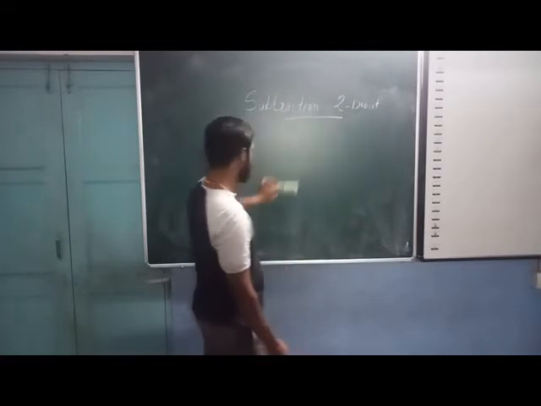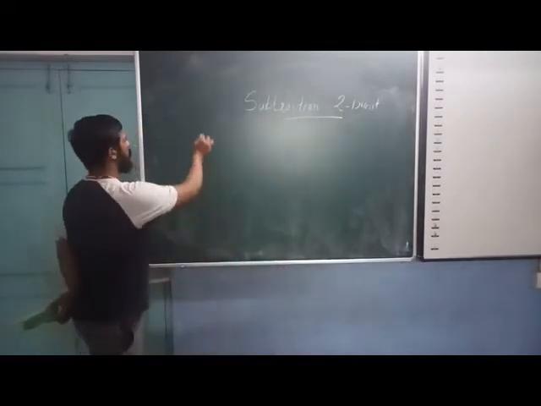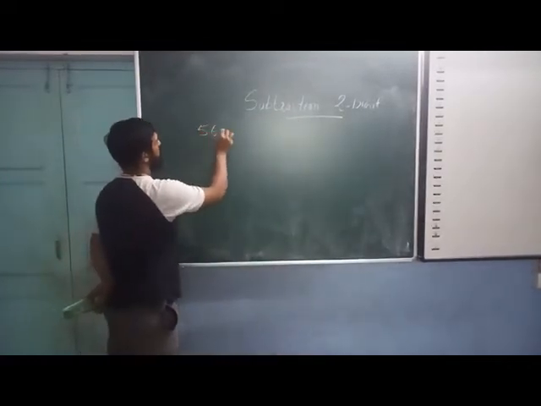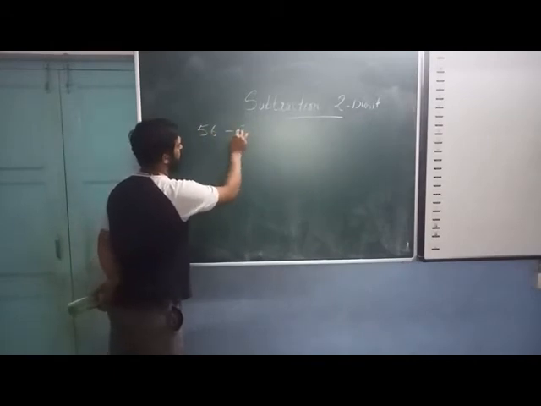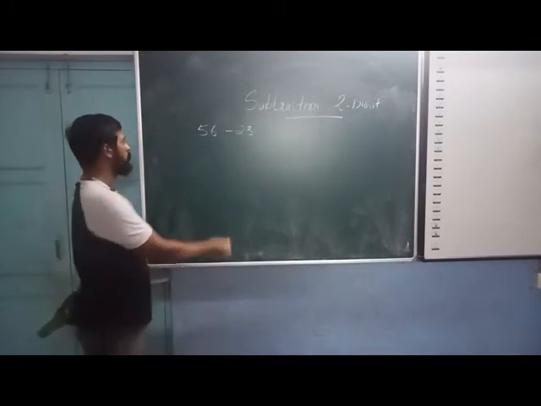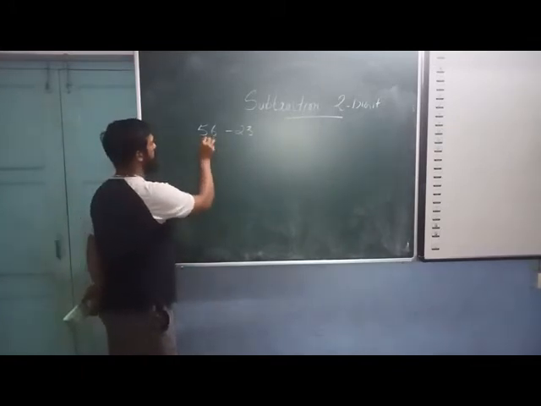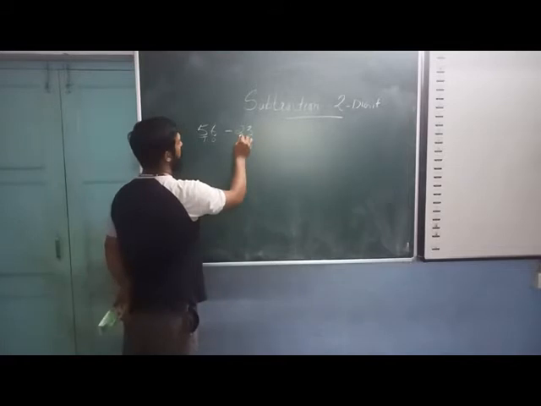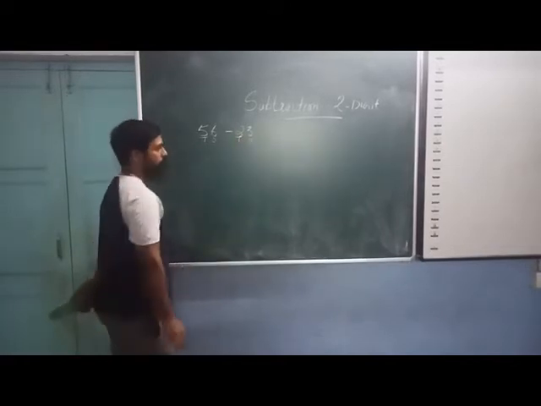So let us take 56 minus 23. Let us do it according to the place value table. These are 2-digit numbers, so they have 2 tables, no? Ones and tens. So how do we do them?